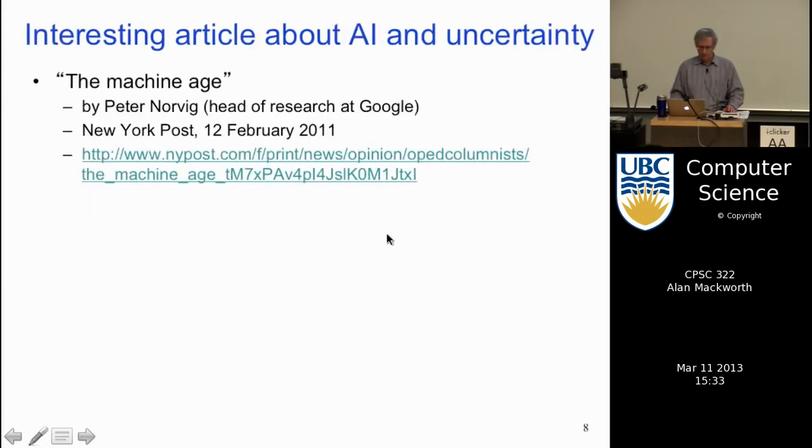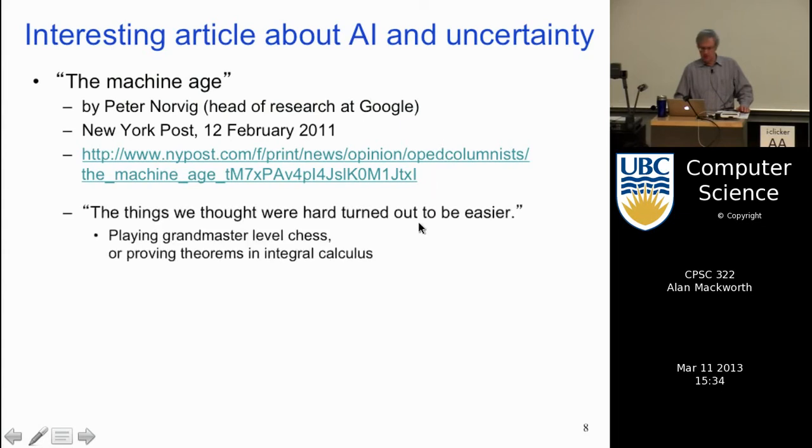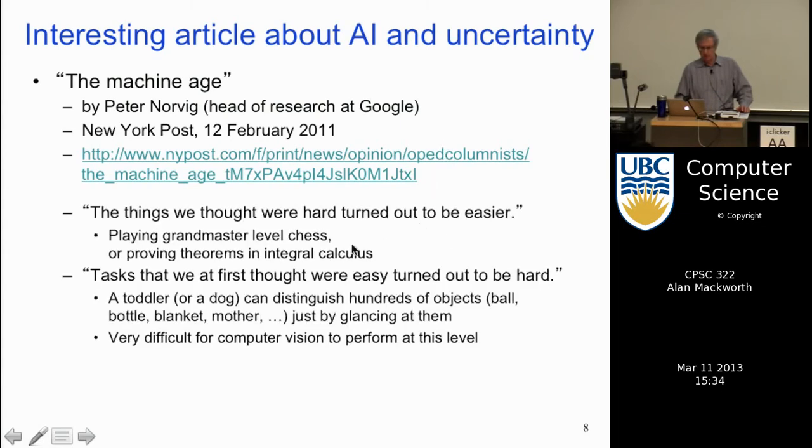But I would recommend this article. It's by Peter Norvig, who we had come last year and give a talk. You may have seen it. He's one of the heads of research at Google. He also has an AI text with Sebastian Thrun. This article talks about the machine age, and the bottom line, he's not the first, lots of people said this: the things we thought were hard turned out to be quite easy, in fact, to do.